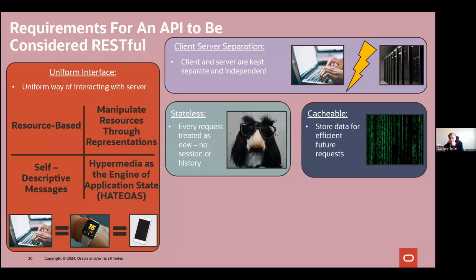Then you have cacheability. You should be able to store data for efficient future requests. What this essentially means is if a request is made on a server, it should then be able to store this information in the cache for more efficient operations in the future.